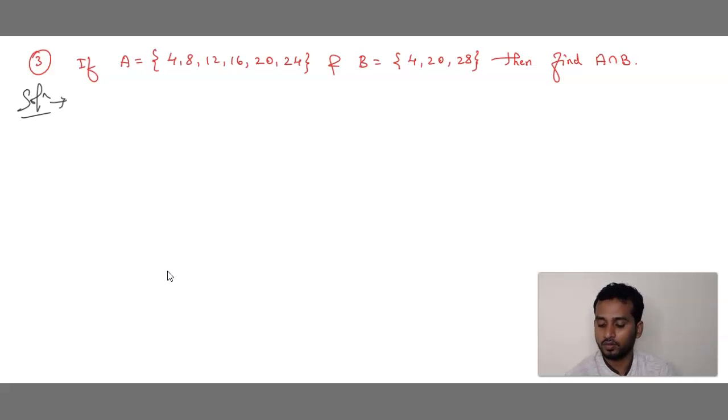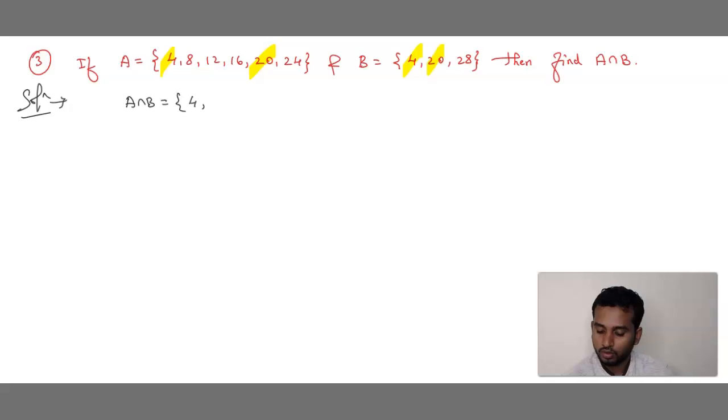Let me solve. So what we have to find? Only A intersection B. Now can you see what is common in A and B? 4. Yes, on both sides we have 4. 8, no. 12, no. See, compare A with B. 4, yes, we have 4. Here also 4, here also 4. 8, no. 12, no. 16, no. 20, yes. 20, 20 is here.